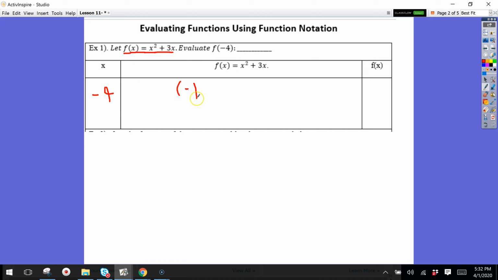And so we have -4 squared plus 3 times -4. When you're squaring a number, you want to be careful because what you're doing is you're doing -4 times -4. Well, -4 times -4 is a positive 16. Every single time you square a number, it is a positive number. Now 3 times -4 is -12. And now we can go ahead and combine these and put them together. So 16 minus 12, and we have 4. And so whenever I plug in a -4, I get out 4. So f of -4 equals 4.